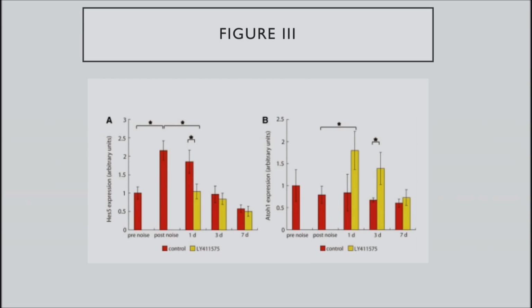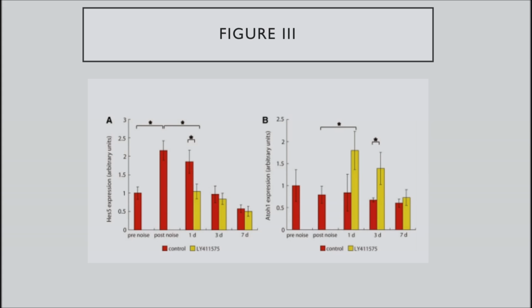In Figure 3, gene expression of noise-exposed mice was evaluated. In Part A of Figure 3, injections of the gamma secretase inhibitor into the ear decreased expression of HES5 after exposure to noise when compared to mice not given the inhibitor. HES5 is a gene activated by the Notch pathway that represses ATOH1. ATOH1 is a gene that is involved in neural differentiation.